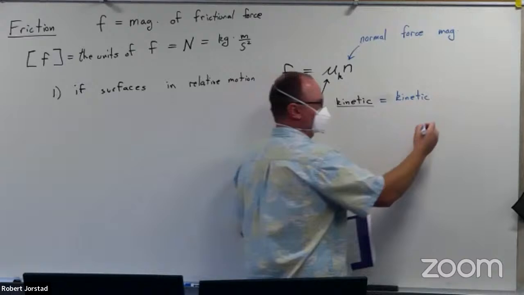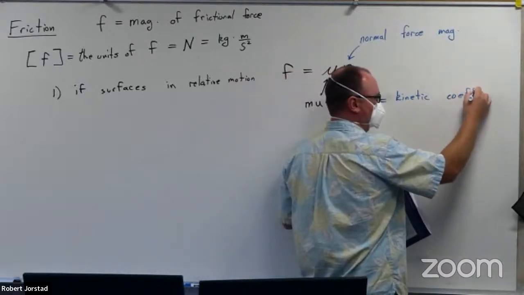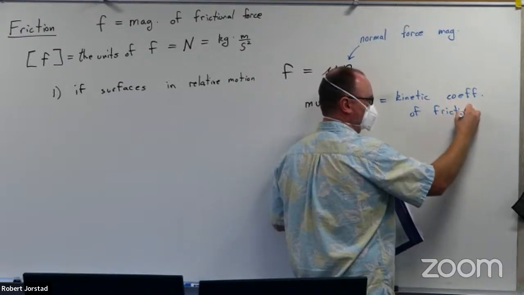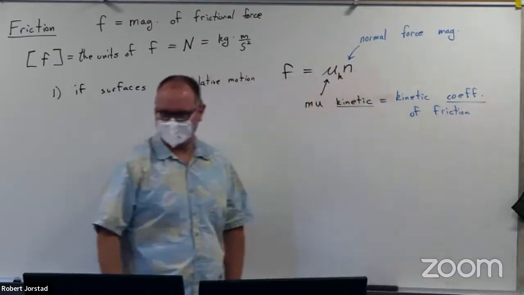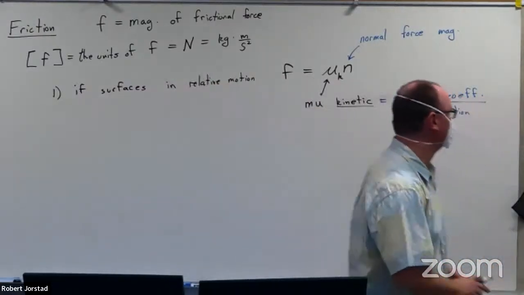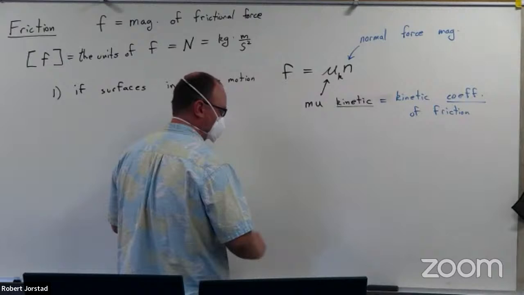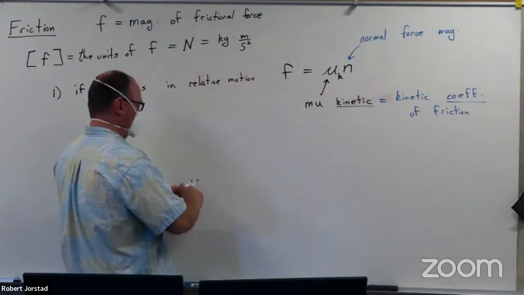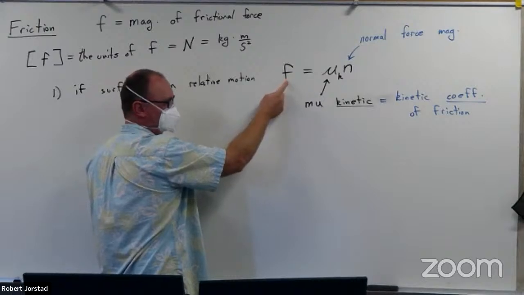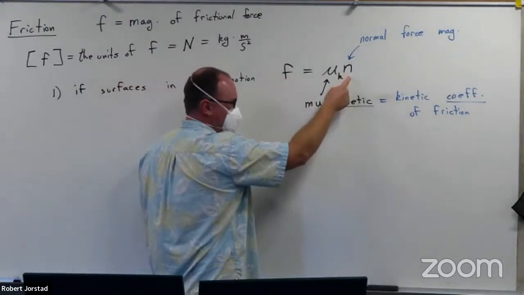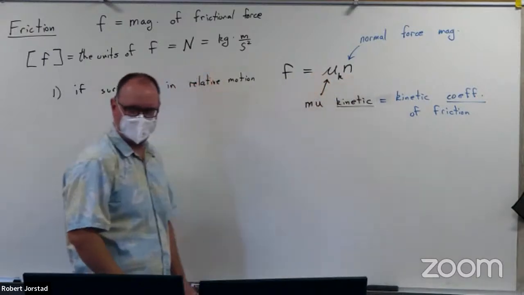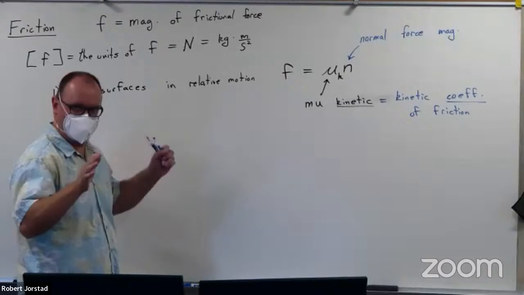Sometimes mu kinetic is called the kinetic coefficient of friction. And I want to underline coefficient. I want to talk about the units really quick. In this case, what are the units of F? Newtons. What are the units of N? So what units are left for mu? Mu has no units.